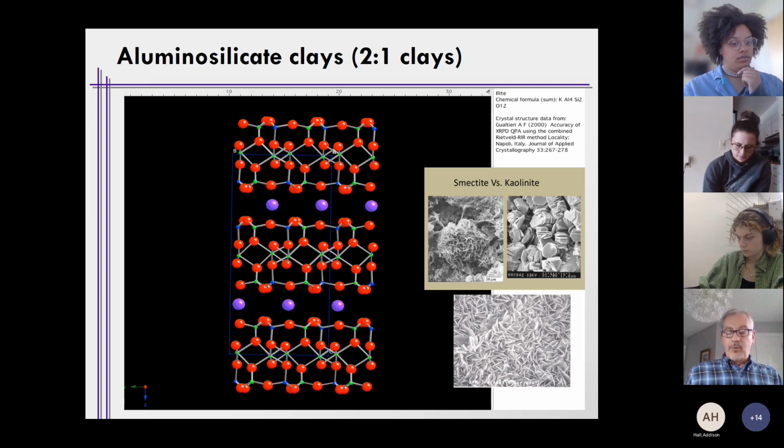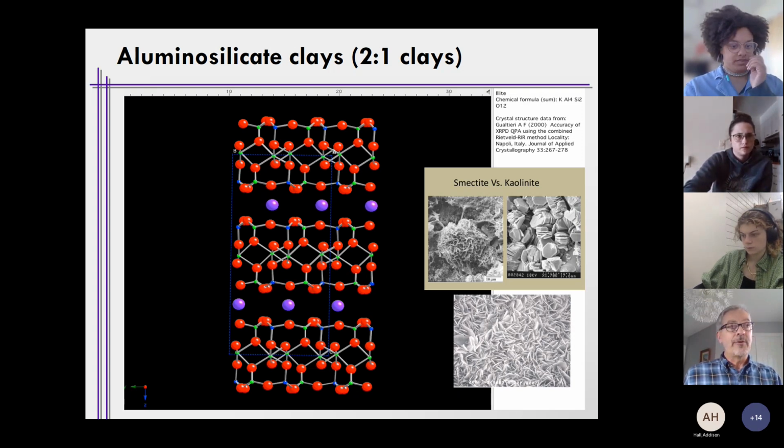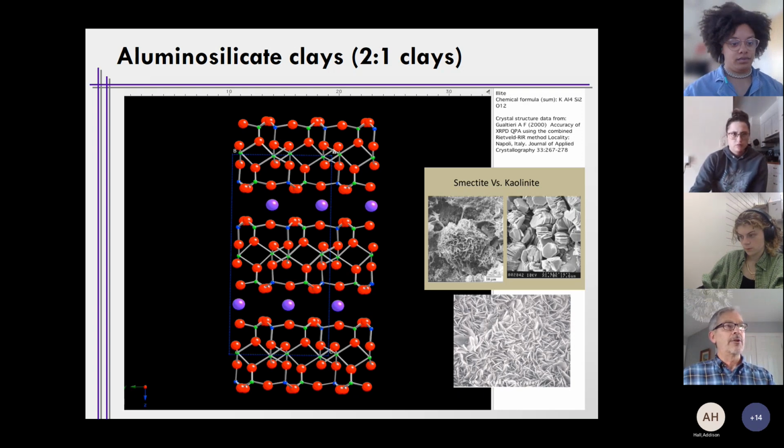So up to this point, you've learned about the basic building blocks, and you've learned about what 1-to-1 and 2-to-1 type clays look like. But we haven't talked about anything related to cation exchange capacity yet. So how do these compounds actually have negative charge? How does negative charge come about on these compounds or these clays? Let's talk about that next.